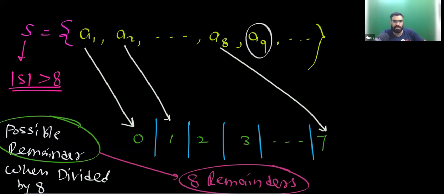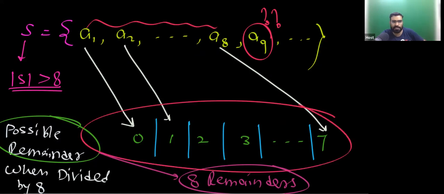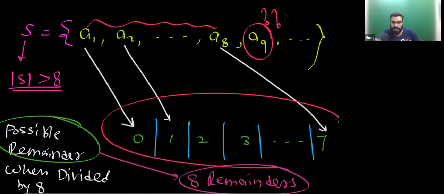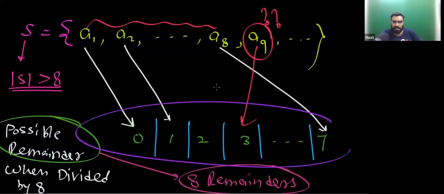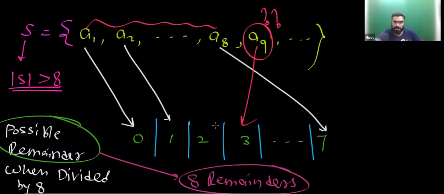But what remainder will A9 give you? Now all the remainders are occupied. These 8 numbers have taken these 8 remainders. Means these 8 people have taken these 8 rooms. Only 8 rooms are there in the hotel. So definitely this A9 will go to some room which is already occupied.